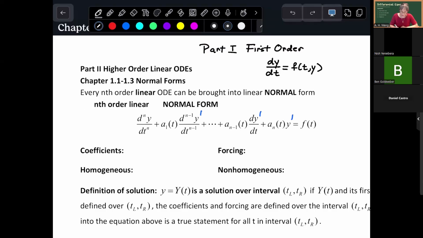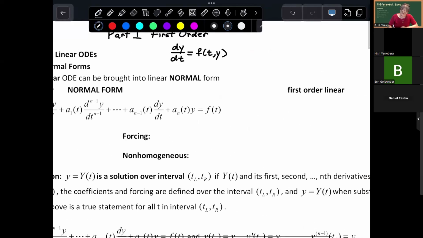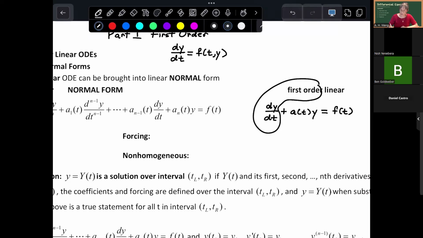Linear is for sure y and its derivatives on the left-hand side when you put it into normal form, to the first power, and you divide through so that the leading coefficient is a 1. Just to remind you, what did first order linear look like? Not all first order are linear, right? We had many different kinds. But remember this: y and the derivatives on the left-hand side. This is a 1, and then this is your forcing. That's first order, first derivative.